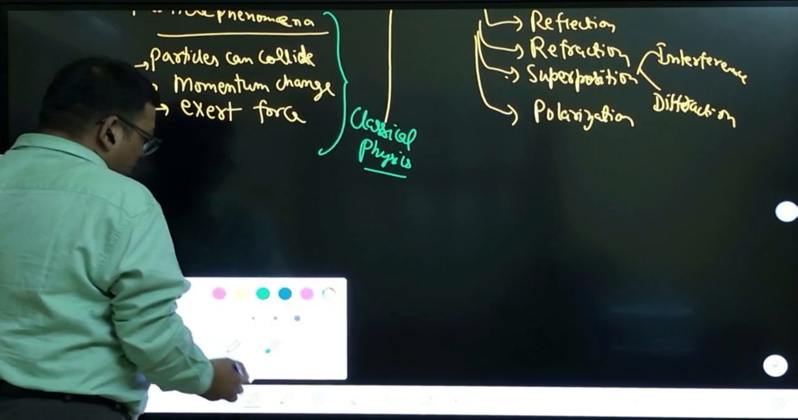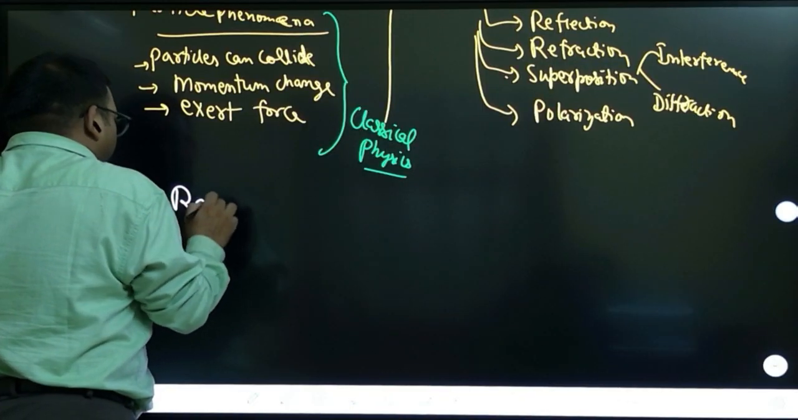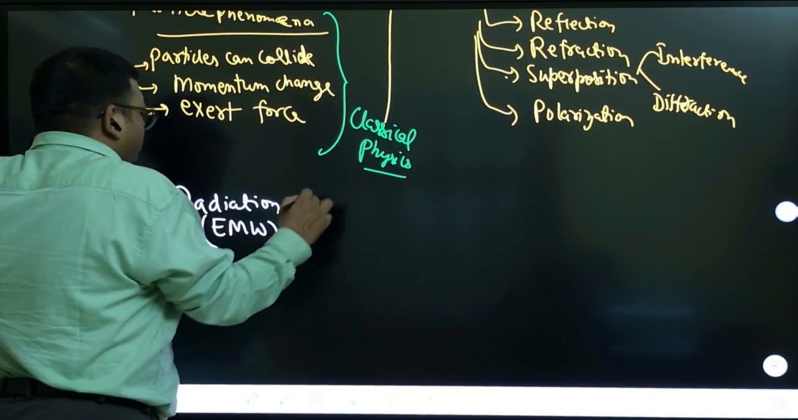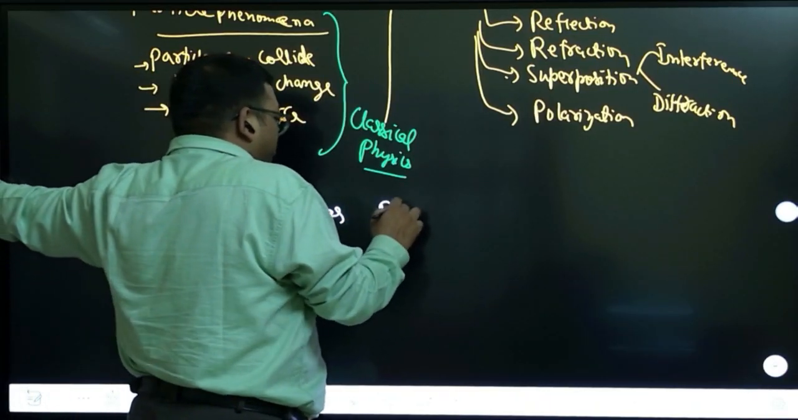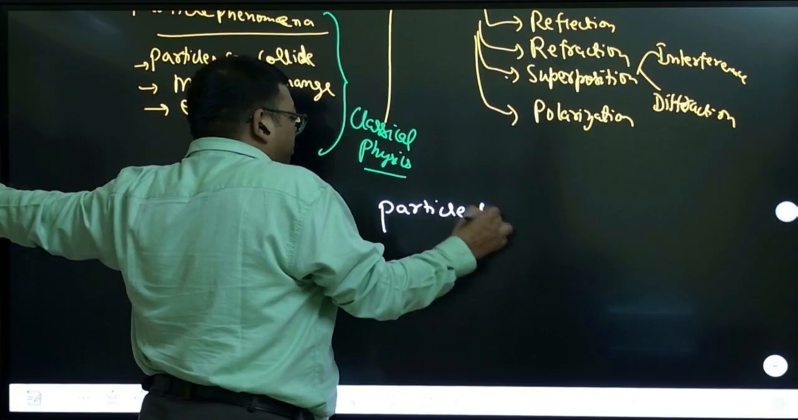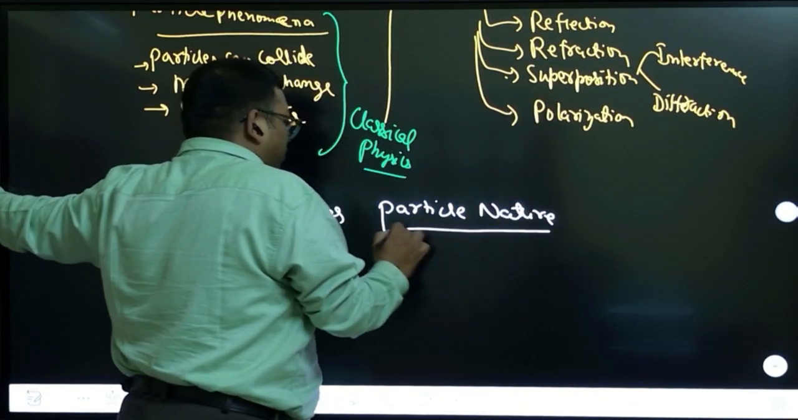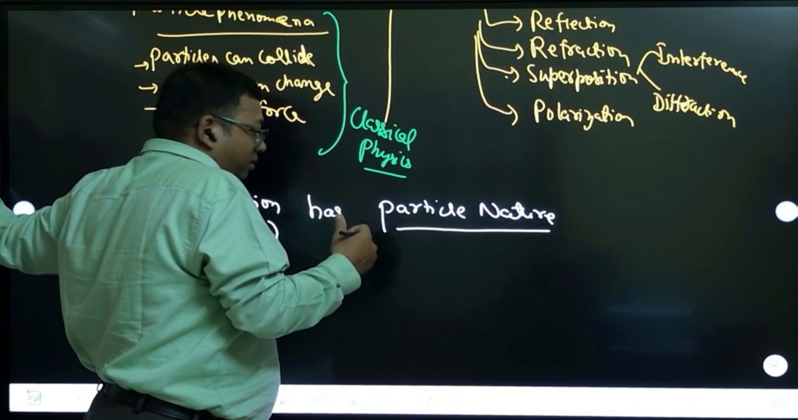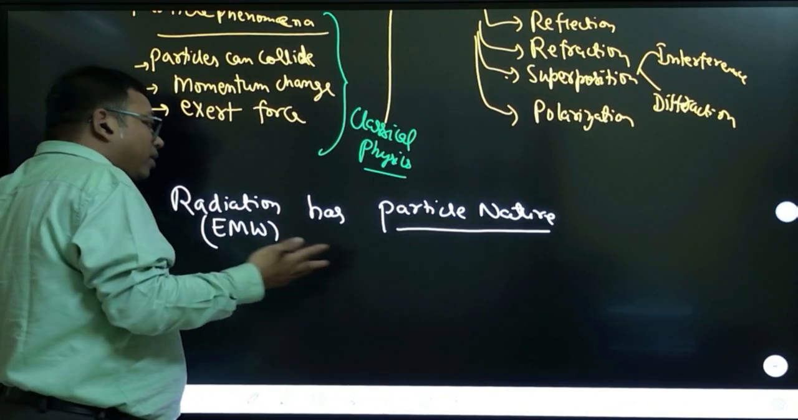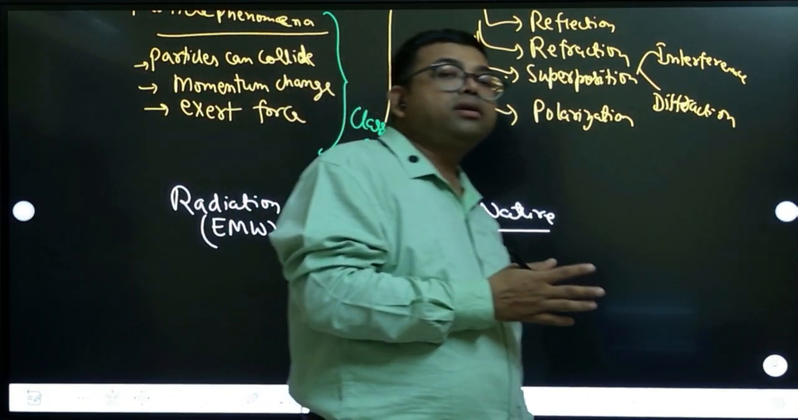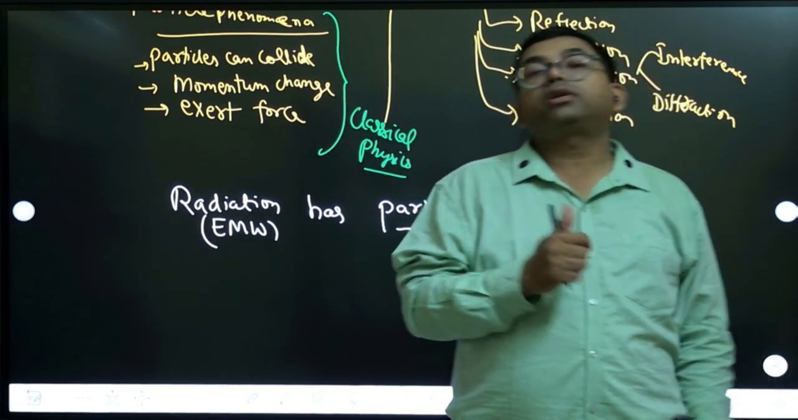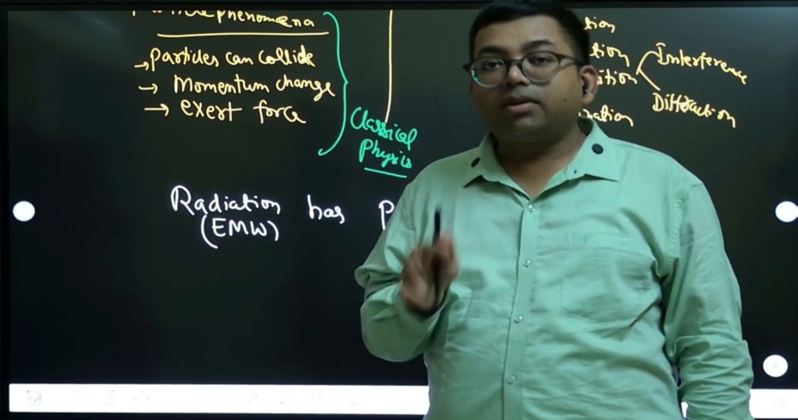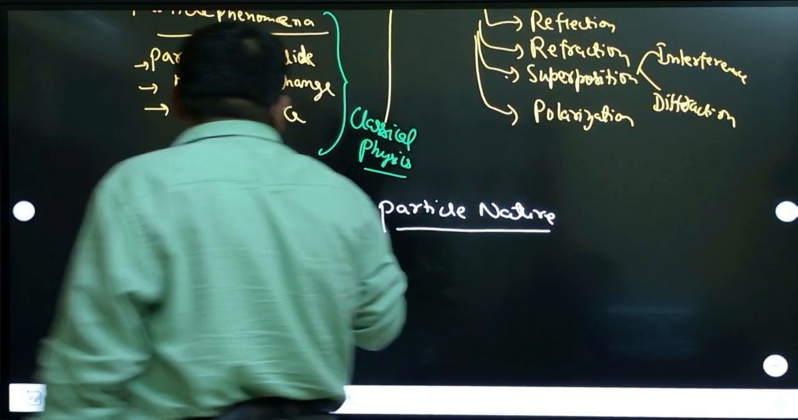So when we say that radiation, which means electromagnetic wave, has particle nature, it means electromagnetic wave behaves as a particle. That means we are talking of only electromagnetic waves, not sound waves, not string waves. We are only talking of electromagnetic wave. That means light or any other infrared radiation, gamma radiation, any radiation you take, they will behave as a particle.